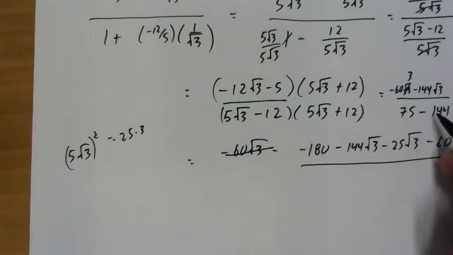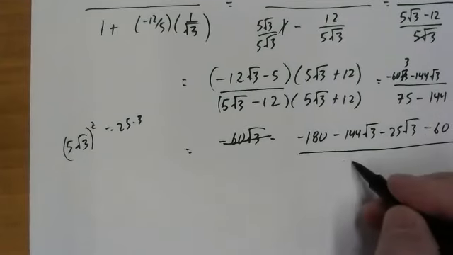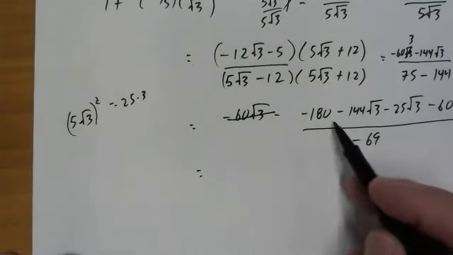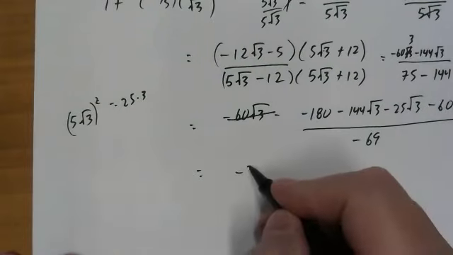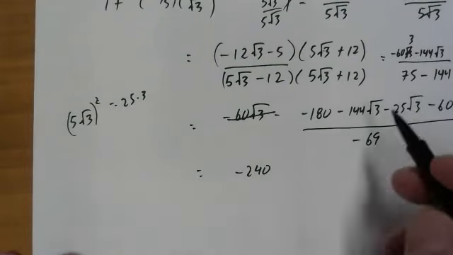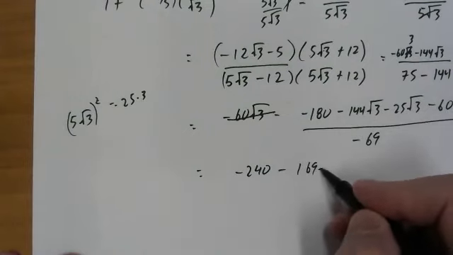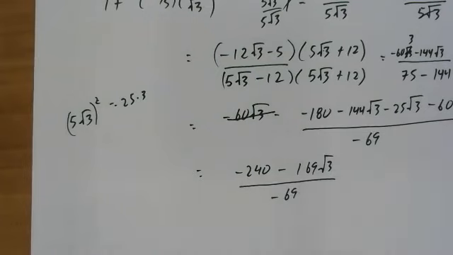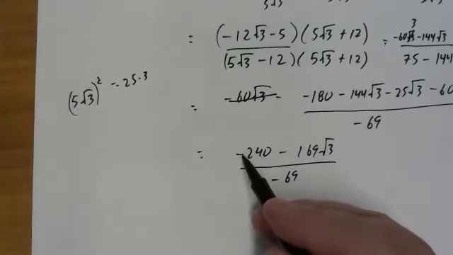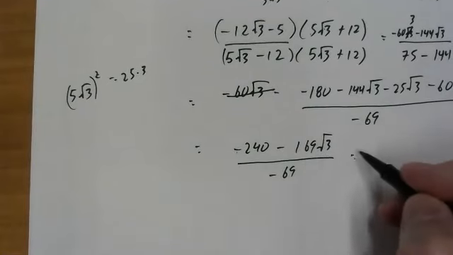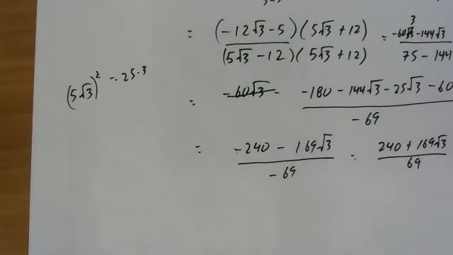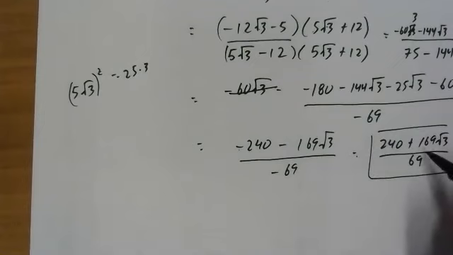Now the bottom, I believe, is correct. Now, combine like terms, negative 180 minus 60 is negative 240. These are like terms, negative 169 square root of 3 over negative 69. And one more thing, since the terms are all negative, those can cancel out. And then you get finally the correct answer. So that was very messy to get the answer that they have.